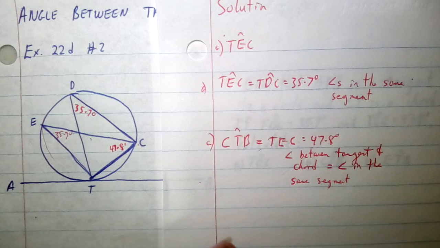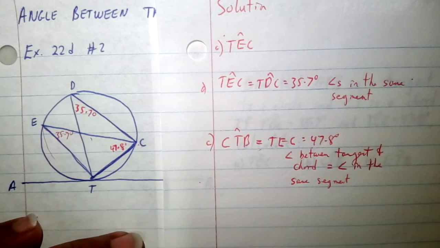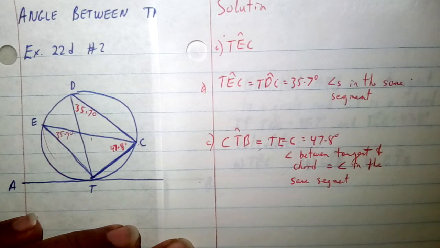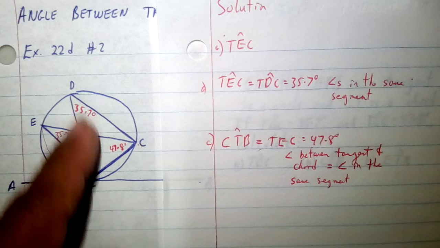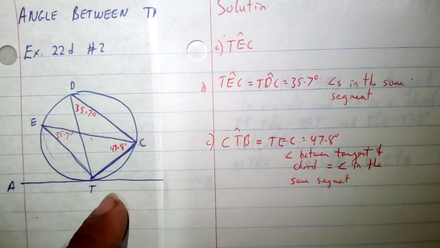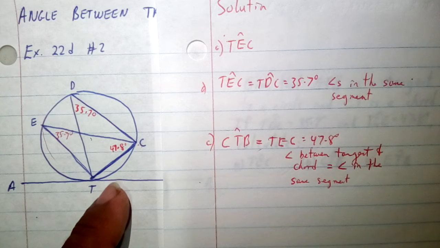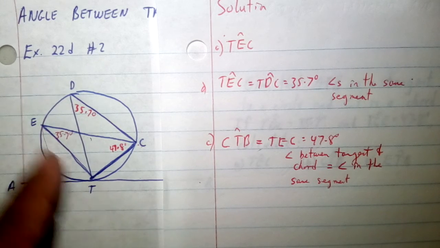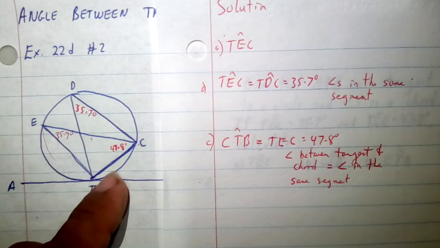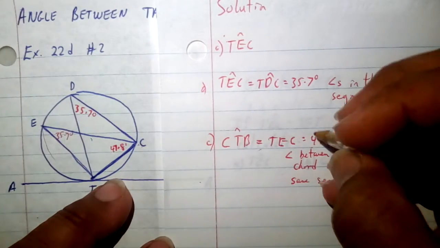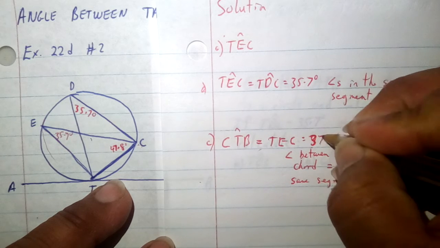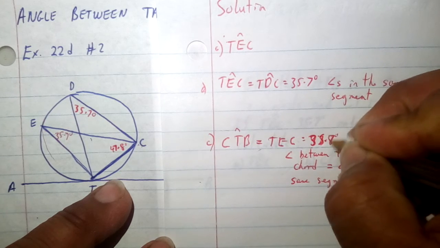Now, another way to explain this is that it is the angle between the tangent and the chord which is equal to the angle in the alternate segment. Okay, so whichever way, it still works out the same depending on which one you want to work with. So you can work out with all of them, it doesn't make any difference, right? TEC, sorry about that, this would have been 35.7.